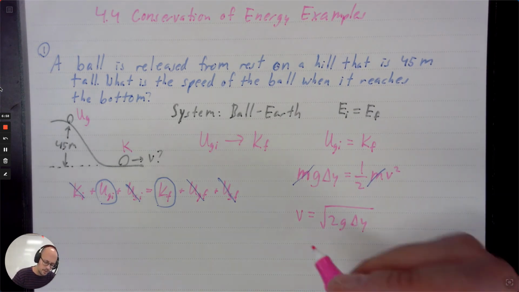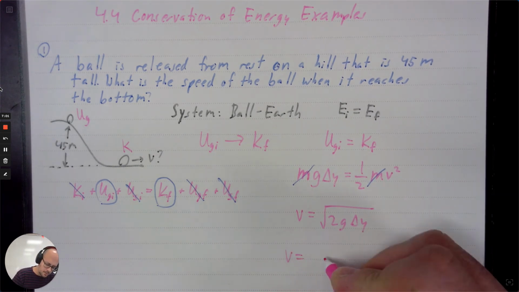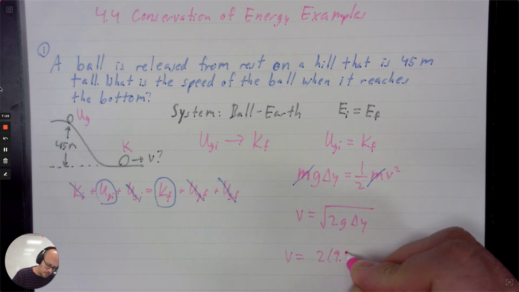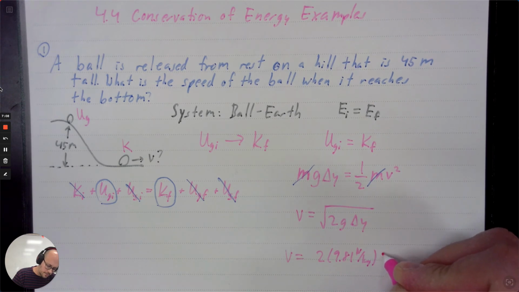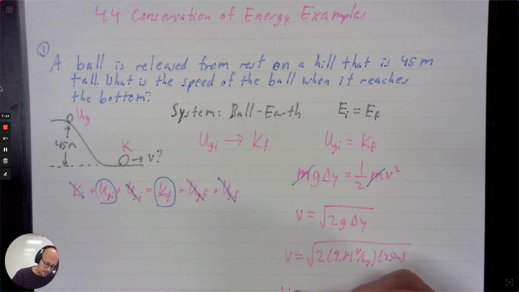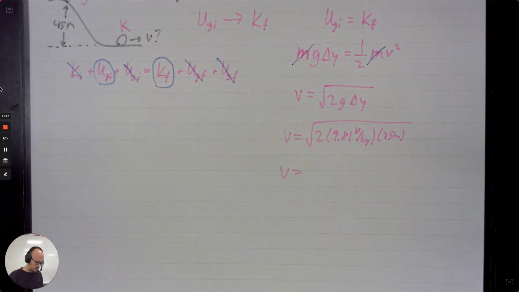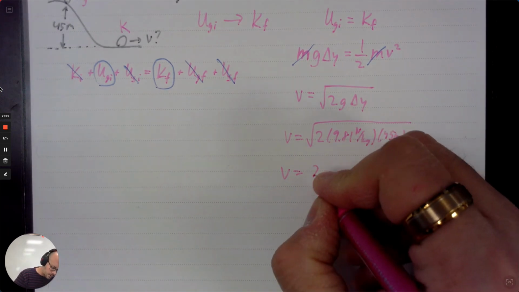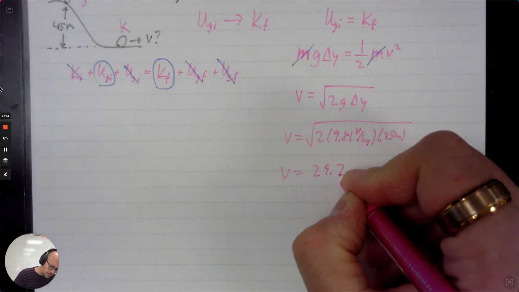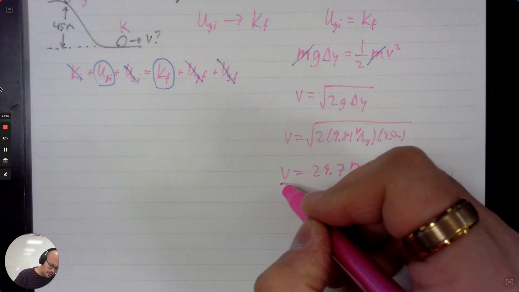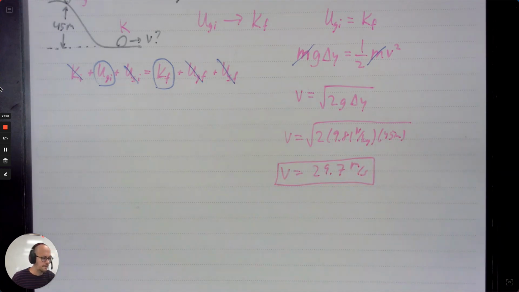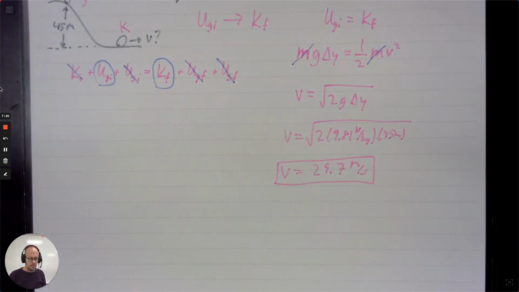Okay, anyway, the speed at the bottom is going to be the square root of 2 times 9.81 newtons per kilogram times 45 meters. And so, to calculate that out, the speed is square root of 2 times 9.81 times 45. And so 29.7 meters per second. So that is a huge hill, and that ball is moving fast. Okay, so there we go. Next problem.